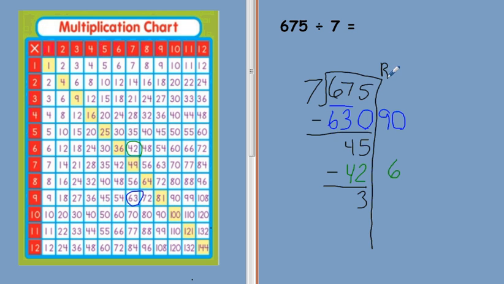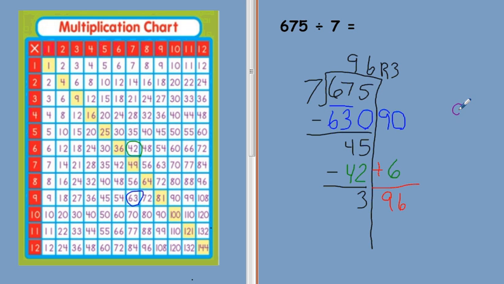Our remainder is 3. So now what we have to do is add these partial quotients together, because these are part of the whole quotient. 6 plus 0 is 6. And 9 plus nothing is 9. So we have 96. So our quotient up here is 96 with a remainder of 3. So now, to verify that this is correct, we are going to multiply our quotient by our divisor to see if we get 675.